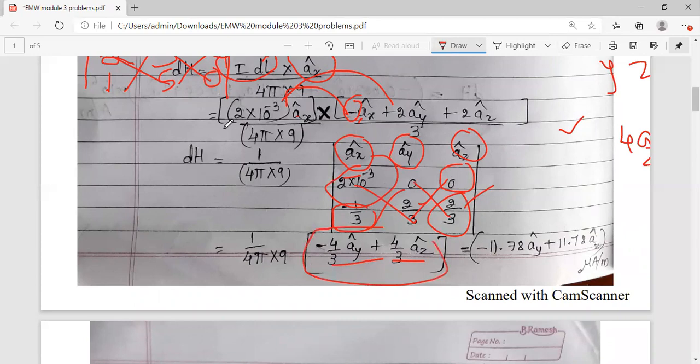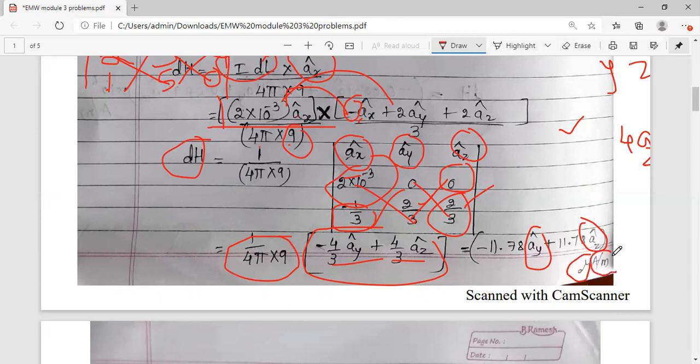And outside you can see you have 1 by 4 pi r square. R is 3, so 3 square. That is kept outside. Further, if you simplify it, taking the multiplication and solving, both ay and az directions you will get for dh. And it is in micro.